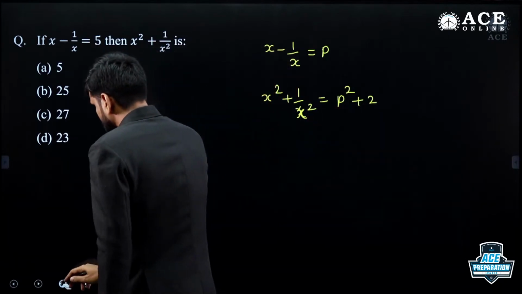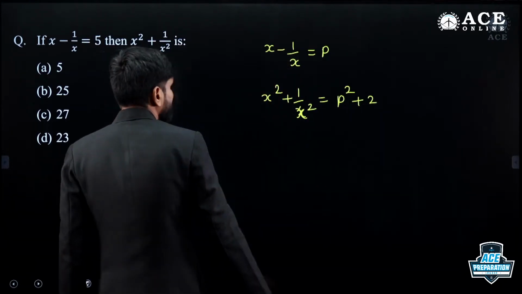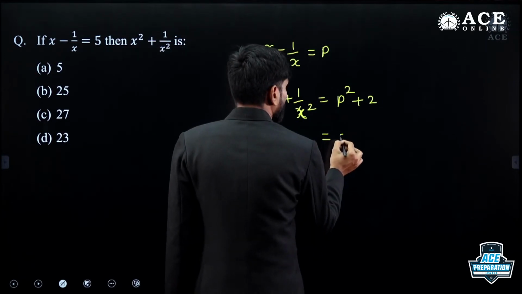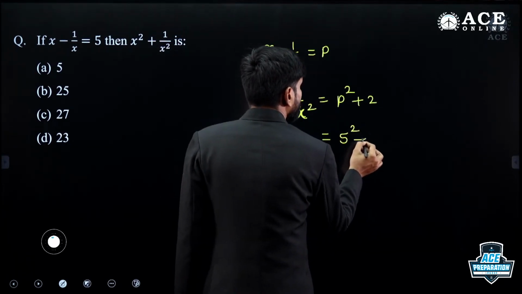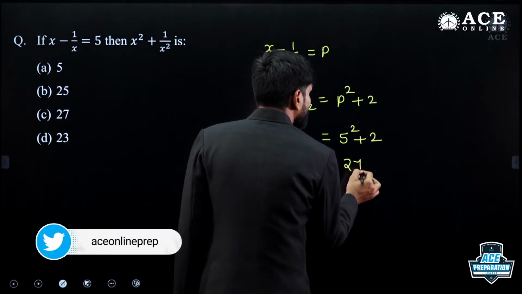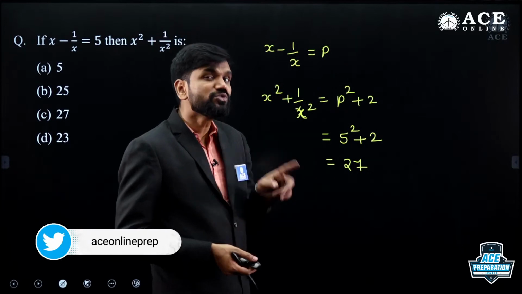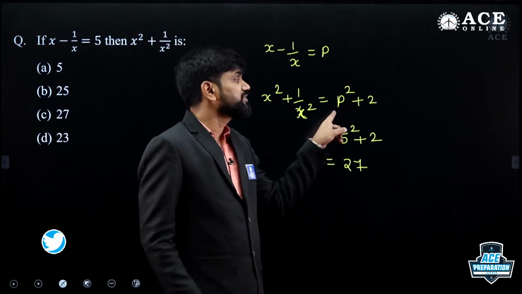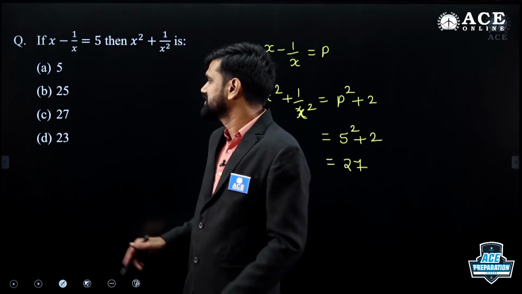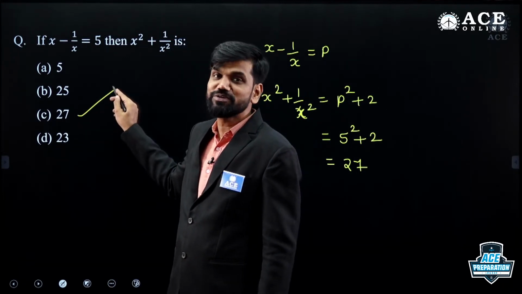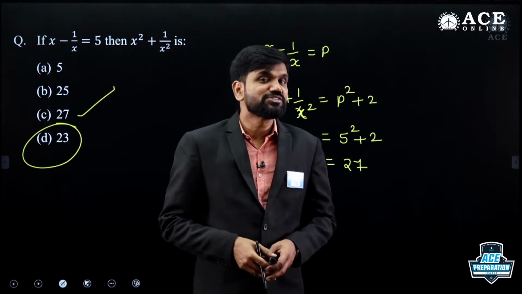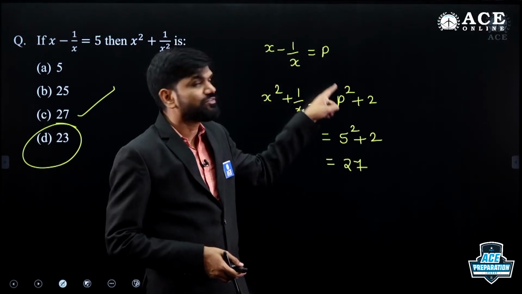Apply the formula, substitute the values over there, you can directly get the answer. So we know that p is how much, dear? 5. 5 square plus 2 will be your answer. That is 27. Please be careful. Sometimes people make the mistake of taking the formula as p square minus 2. That matching answer will also be available in the options. 27 is the right answer. If you make the mistake, 23 will become the answer, which is wrong. So please be careful while applying the formula.